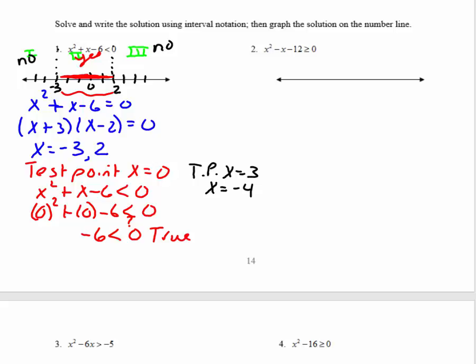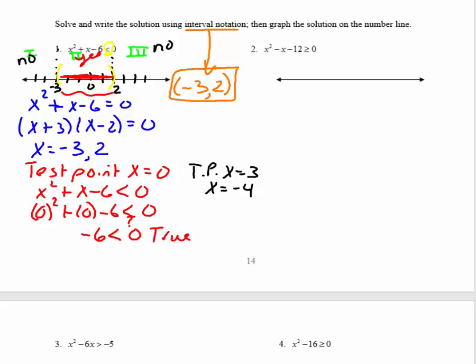Then you'll have to decide should you have parentheses or brackets. So looking at the inequality, I see that I did not have an equal sign. I just had strictly less than. So I need a parentheses on the negative 3 and a parentheses on the 2. So no brackets needed here. Then it says, let's go ahead and write an interval notation. Interval notation says go from left to right and show me what you shaded. So from left to right, I went from negative 3 to 2, and that's considered interval notation.